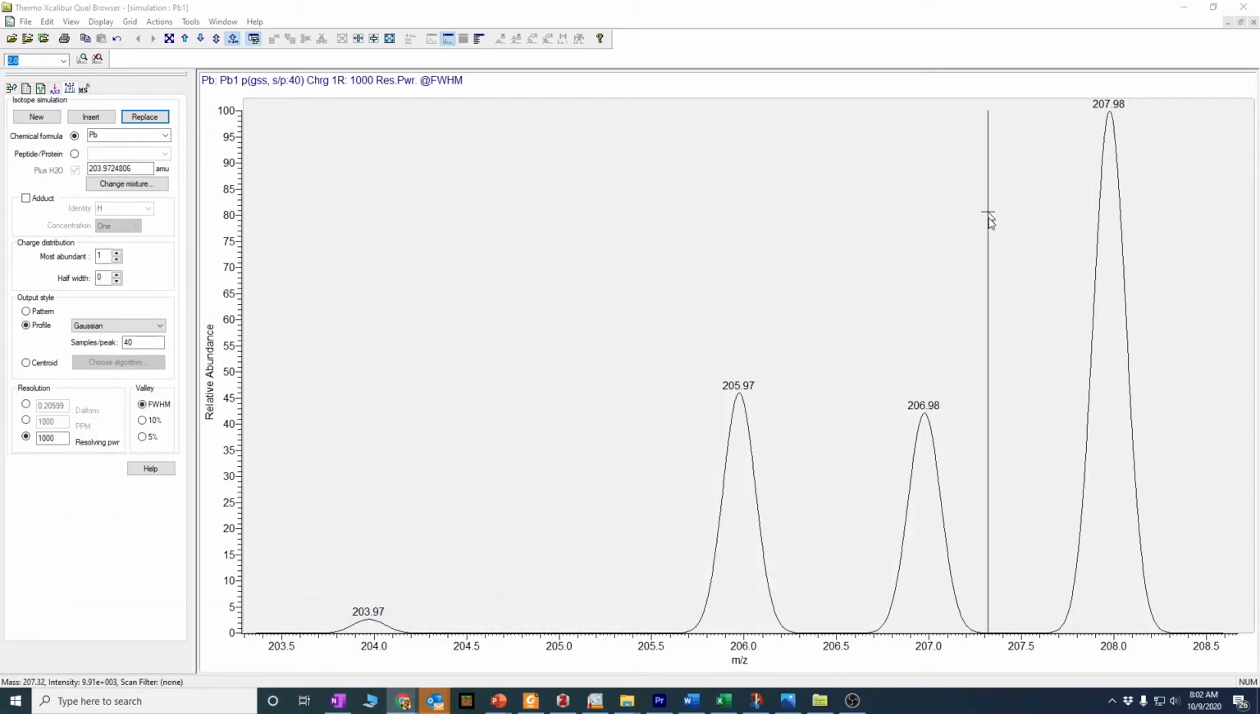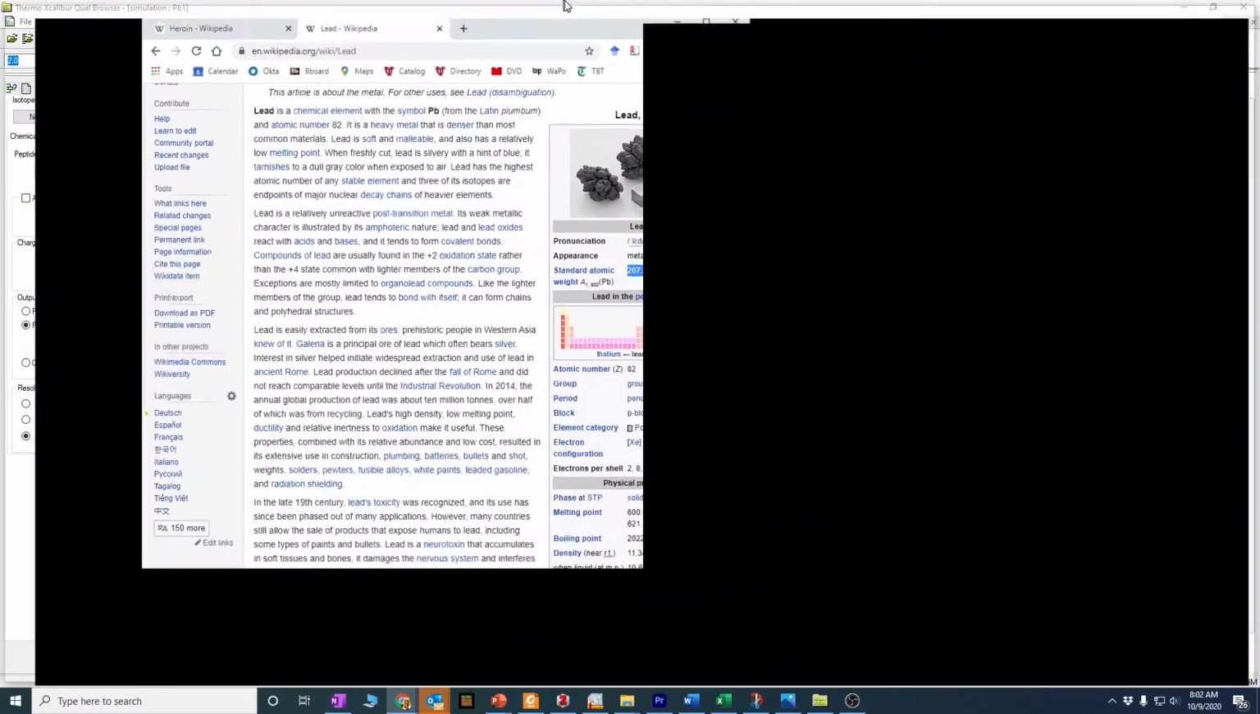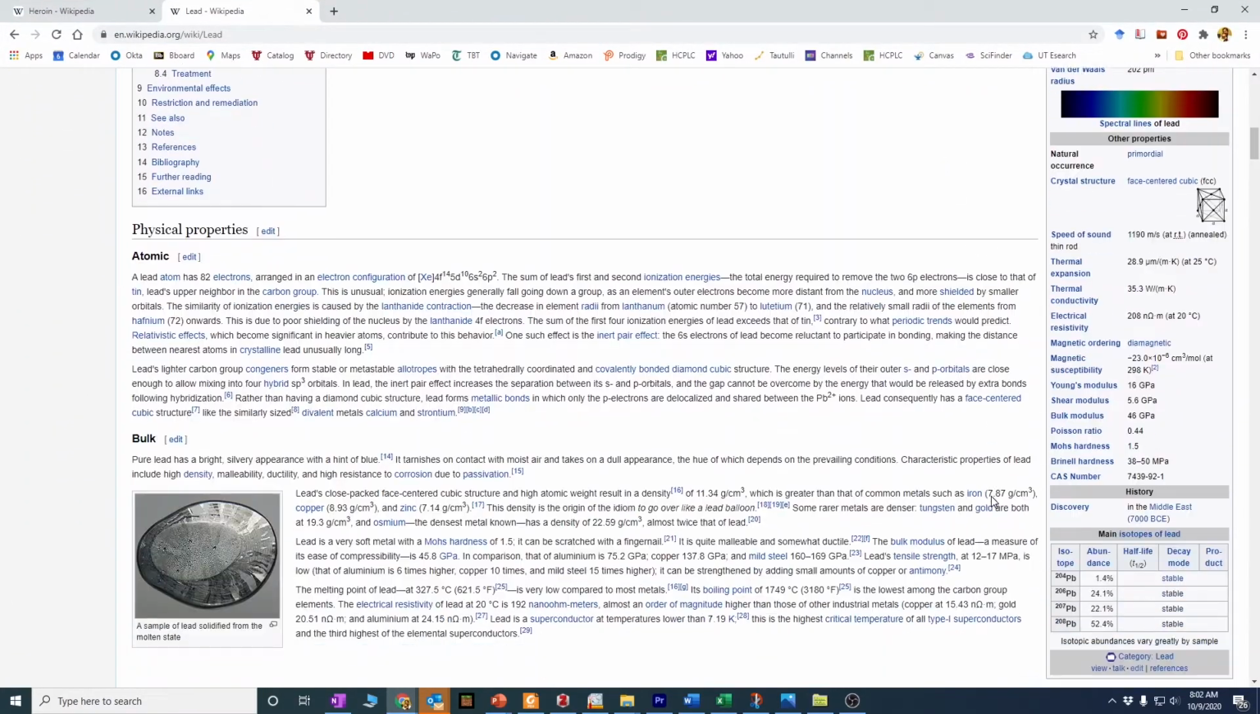No, there's not even a peak at 207.2. You can't really have a peak at 0.2. You have to have pretty close to integer peaks. So remember, we worked on this when we worked on, well, first let's look at the lead isotope ratios.